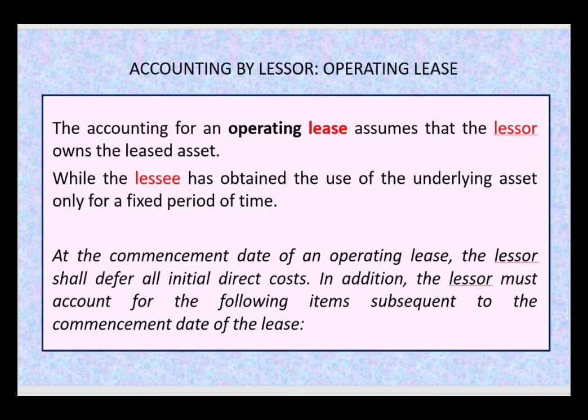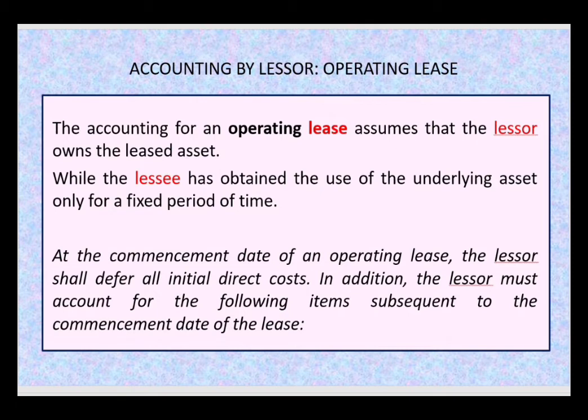Today I'm going to talk about the accounting by lessor for operating lease. There are two classifications of leases, which are finance lease and operating lease. The classification of leases as operating leases was carried forward from IAS 17, and therefore I won't go into detail here. So now I'm going to talk in general about operating lease. The accounting for an operating lease assumes that the lessor owns the lease asset, while the lessee has obtained the use of the underlying asset only for a fixed period of time.